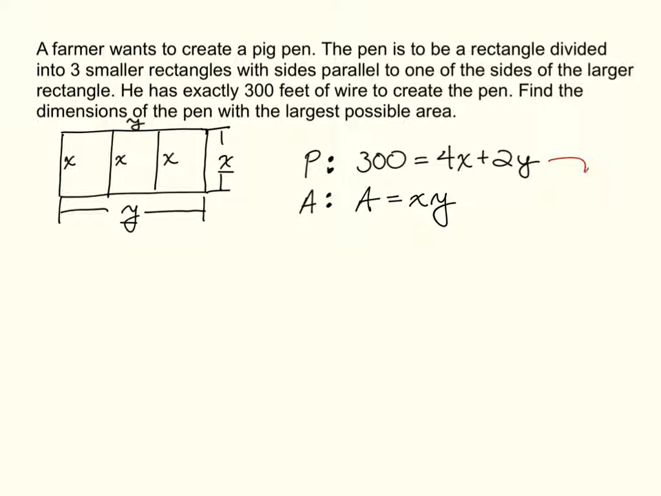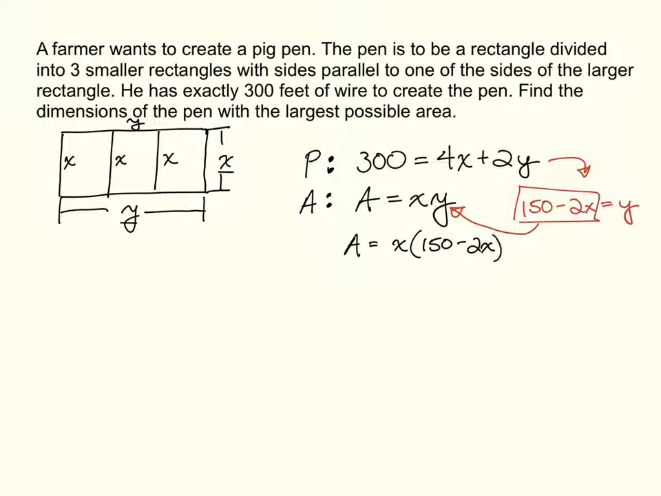When you solve this equation for y and simplify, you will see that you get 150 minus 2x equals y. Now that this is solved for y, this expression can be substituted in for y into the optimization equation, giving A equals x times 150 minus 2x. Now that the optimization equation is in terms of one variable, we can find a feasible domain.